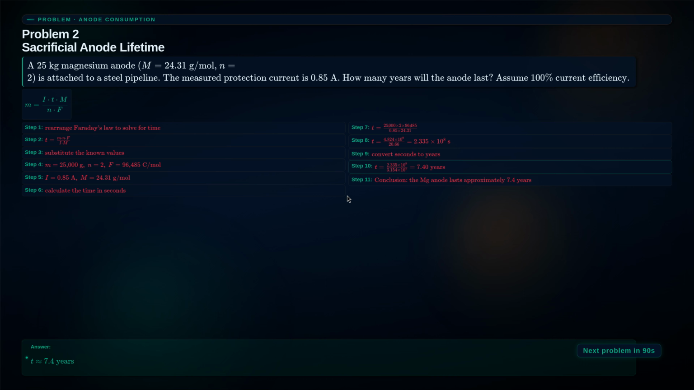Step 2. Substitute the values. m is 25,000 grams, n is 2, F is 96,485, I is 0.85 amperes, M is 24.31 grams per mole. Step 3. Calculate the time in seconds. It is 2.335 times 10 to the 8 seconds. Step 4. Convert seconds to years. Dividing by 3.154 times 10 to the 7 gives 7.4 years. So the magnesium anode lasts approximately 7.4 years.